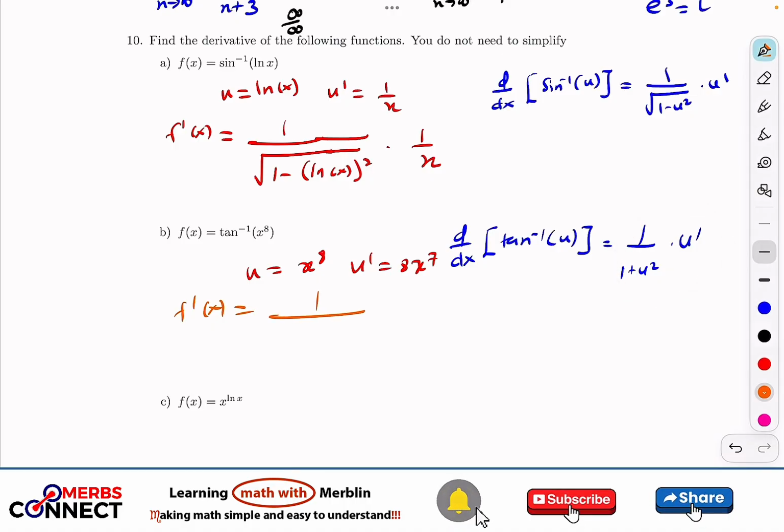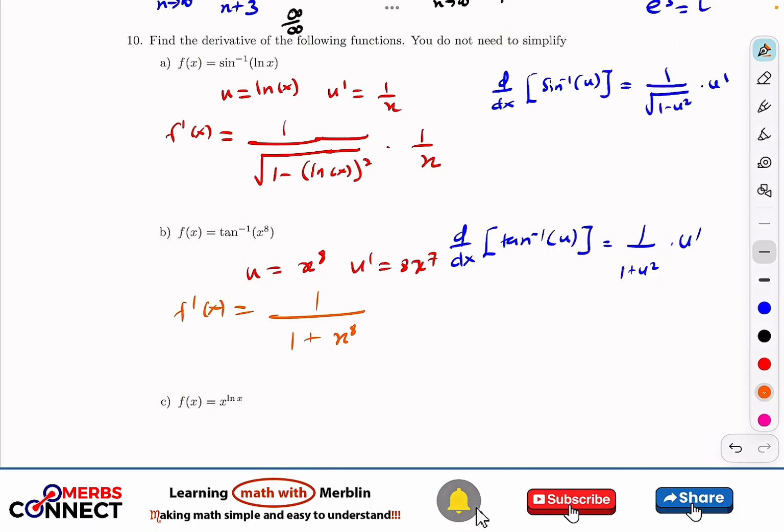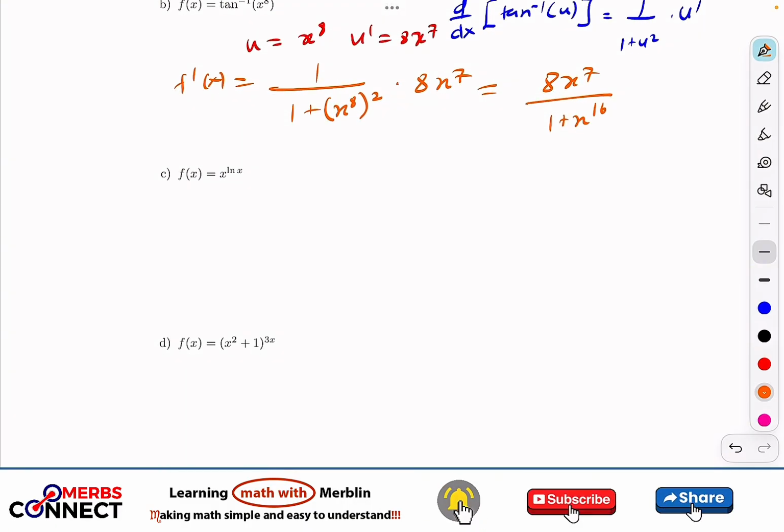I'm going to have 1 divided by 1 plus u squared. U is this, so I need to square this, 8 squared, times u prime, which is 8x to the power 7. If you want to simplify, this becomes 8x to the power 7 divided by 1 plus x to the power 16. So this is what you are going to get from this. Okay, we are almost done.